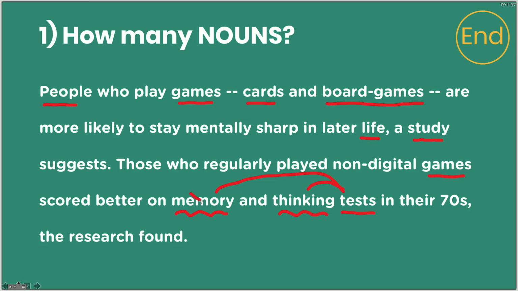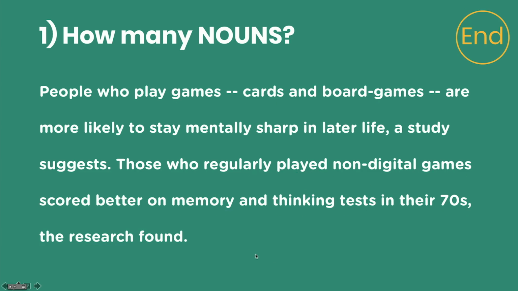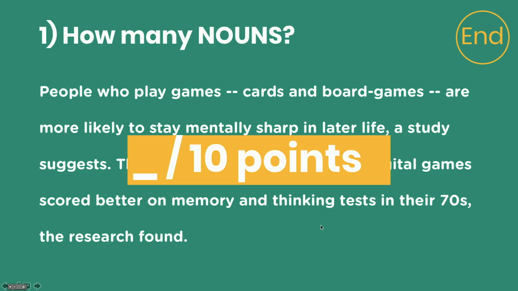So they do not count just according to the context. If you looked at them by themselves, you could say, yes, that's a noun, but here it's functioning or it's playing a role as an adjective. But tests certainly is, 70s is, and research is. So in total, we have 1, 2, 3, 4, 5, 6, 7, 8, 9, and 10. So how many did you get there? Because that was out of 10 points. Let's move on to the next one now.